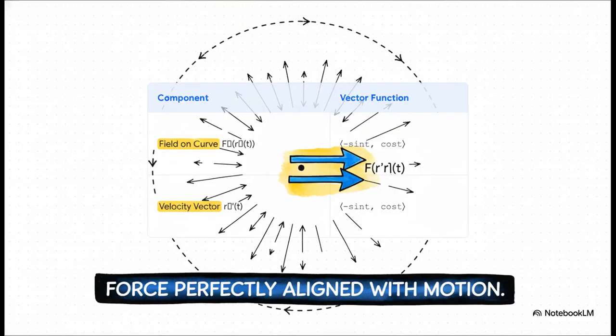So we fire up our recipe again, we parameterize the unit circle, we find the velocity vector, but hang on a second. Look closely at this slide. When we evaluate the field on the curve, the vector we get is identical to the velocity vector. That is what it looks like mathematically when the force is perfectly aligned with the motion. They are the same vector.